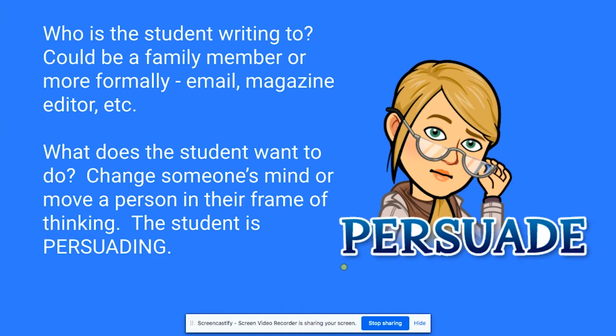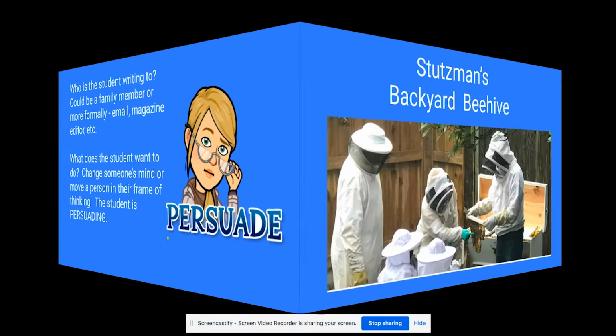When you persuade, you ask, who is the student writing to? Well, maybe it's a family member, or more formally, an email or magazine editor. What does the student want to do? Well, we want to change someone's mind or move a person in their frame of thinking. The student is persuading.